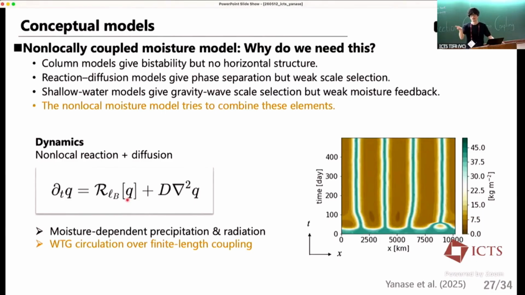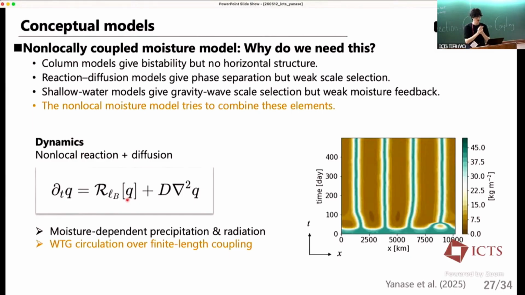Which means that we impose the distance of interactions. It means we impose the length scale of how far away one atmospheric column interacts with another. Because in my mind, the weak temperature gradient is achieved by gravity wave propagation, but there is a finite propagation speed as well as dissipation. So this finite coupling feature should be incorporated in the moisture dynamics if we think about the weak temperature gradient framework. So that's my idea.